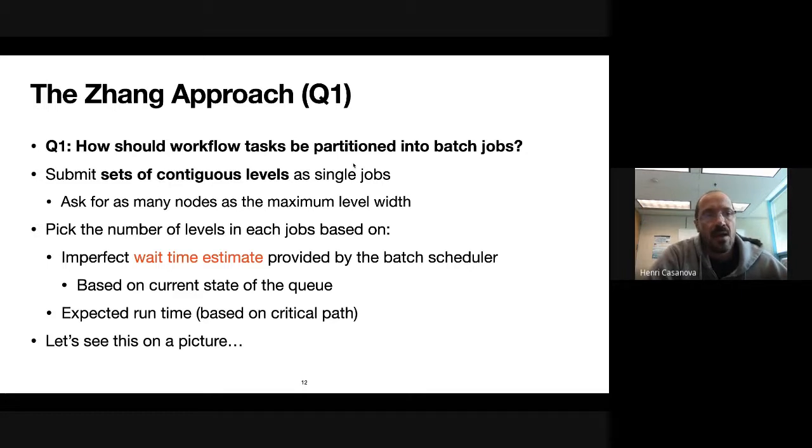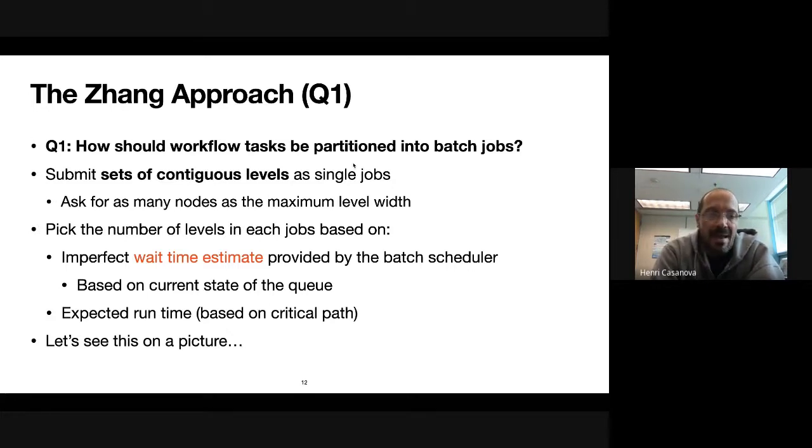Right? And then the big question, of course, is how many levels, right? So I'm at the beginning of the execution, do I submit the first level as a job, the first two as a job, the first three as a job, right? And the way they do this is they consider all the options and they gather wait time estimates from the batch scheduler, right? Most batch schedulers, you can say, if I were to submit a job that asks for this, how long would I spend in the queue?